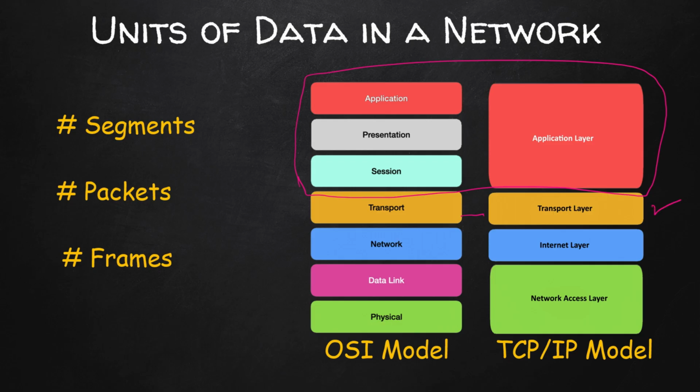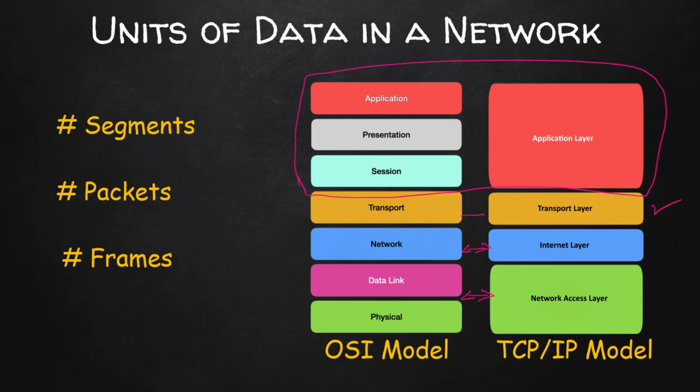So when the data passes from the application layer into the transport layer, it's called a segment. And when the data passes from the transport layer into the network layer, it's called a packet. And when the same data passes through the data link layer or physical layer, or the network access layer that we call in the TCP/IP model, there it is called a frame. So these are the three main units of data.